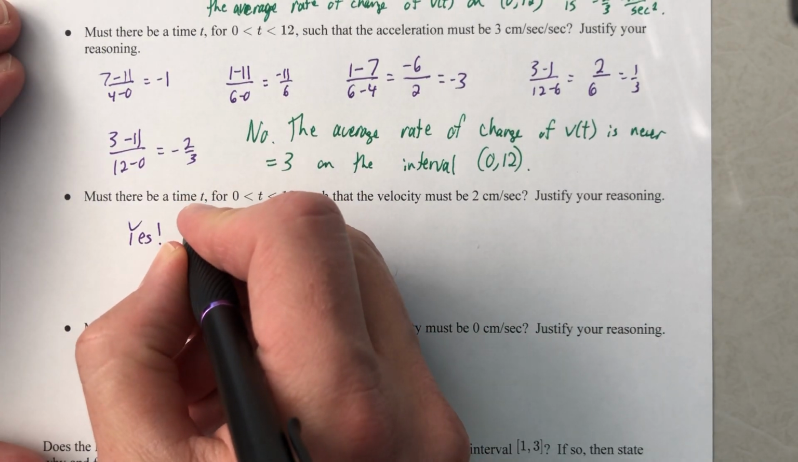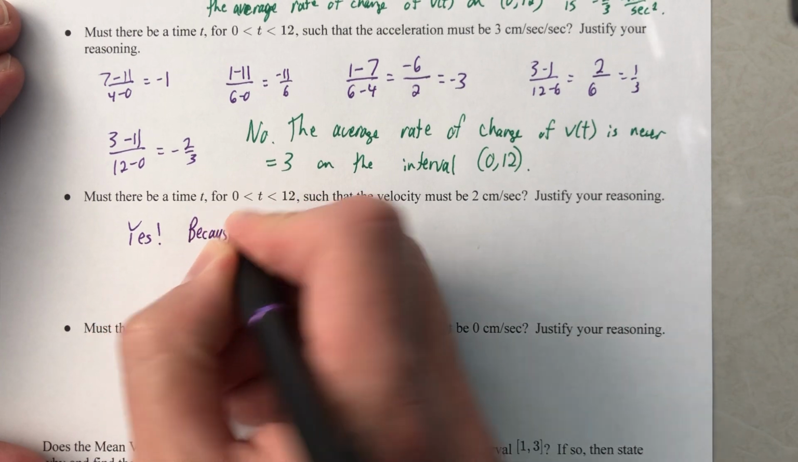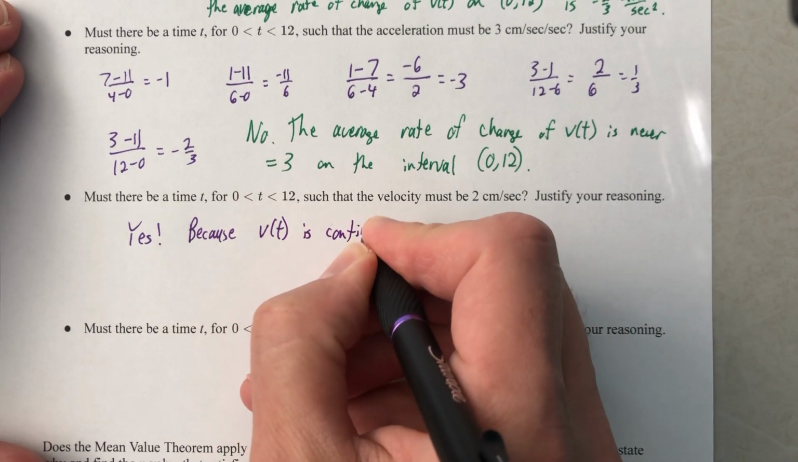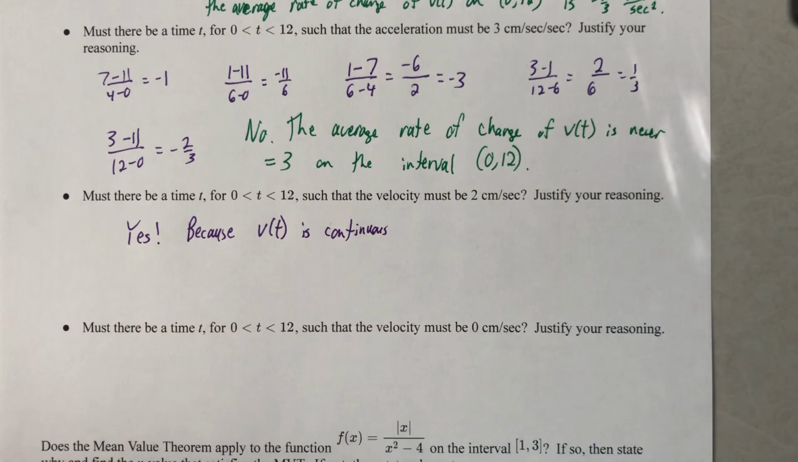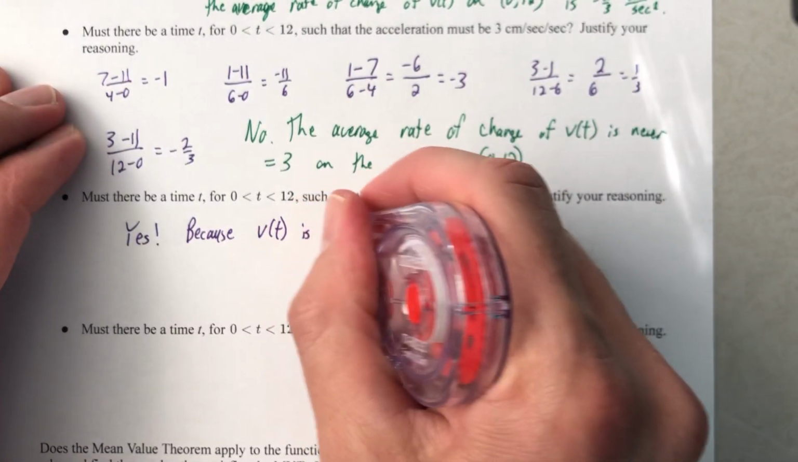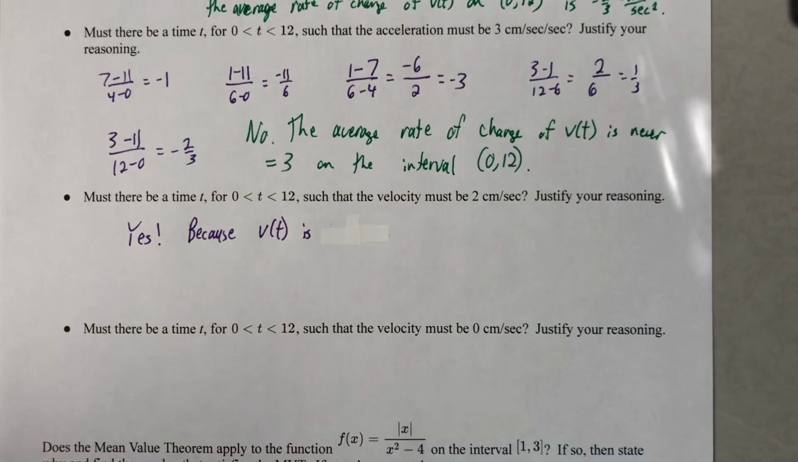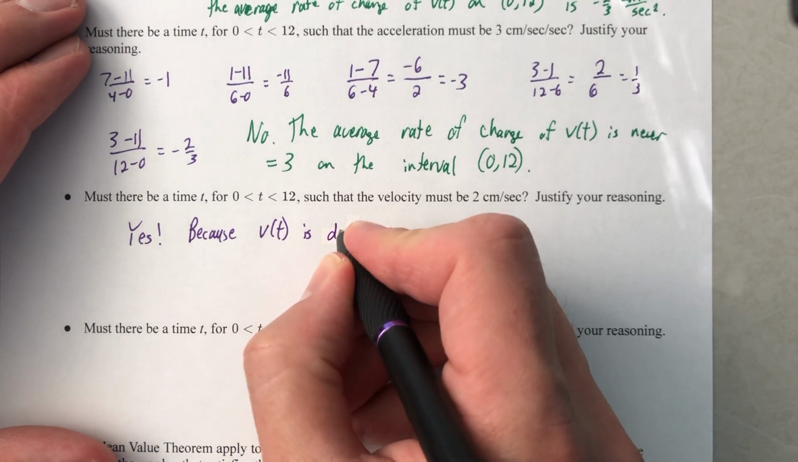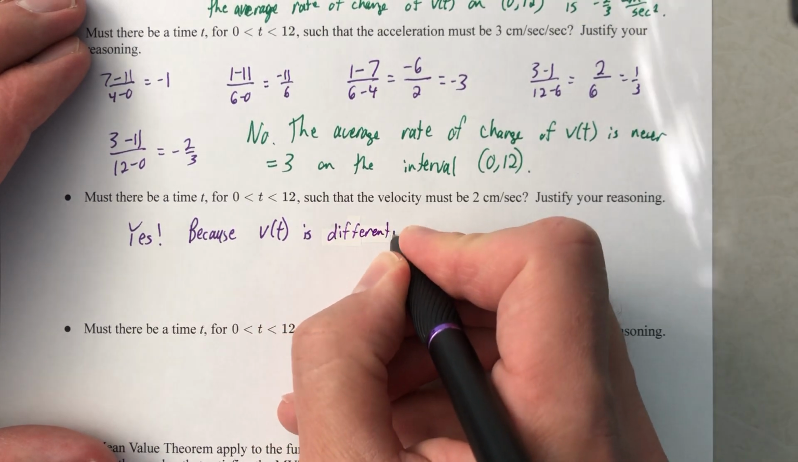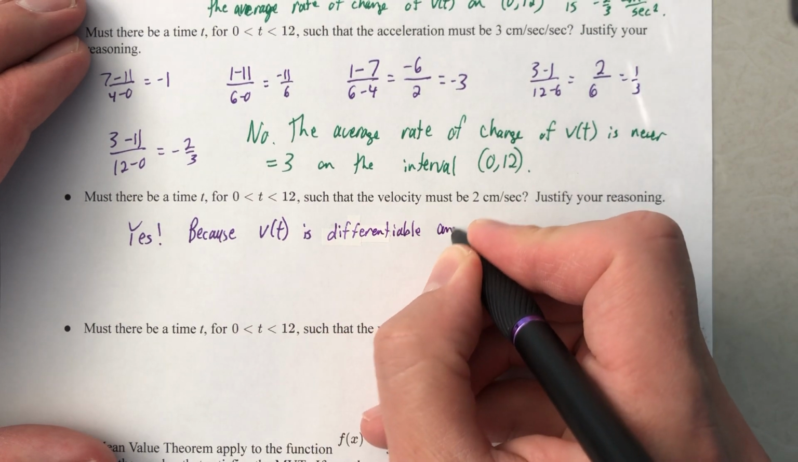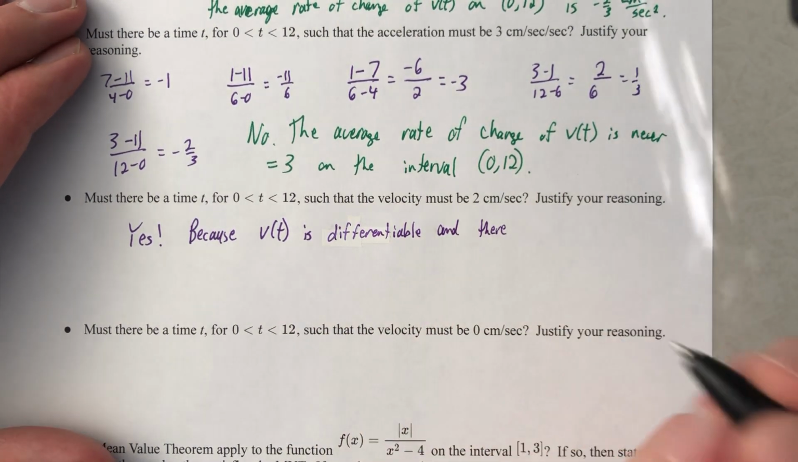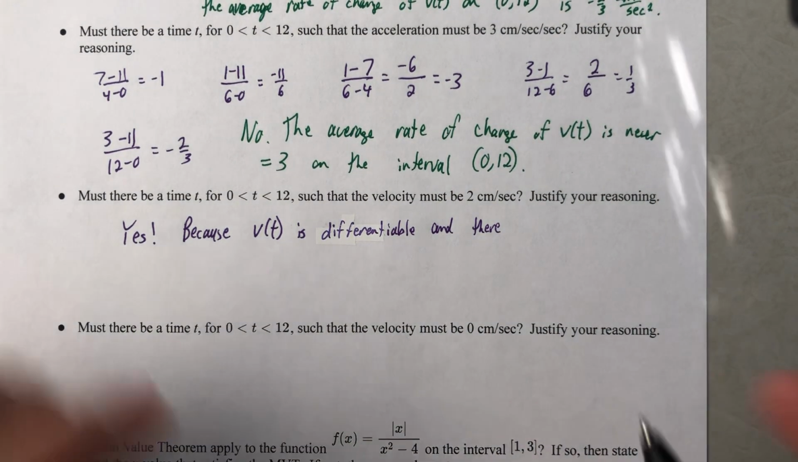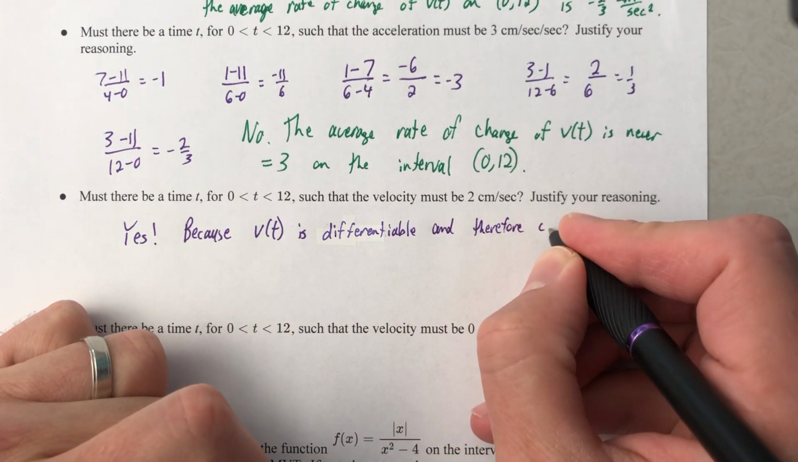Yes, because, first of all, v of t is continuous. I want to word this a little bit better. I want to word this like a free response question. Because velocity is differentiable and therefore continuous. Would you get points off for that? I don't know, but it's a good idea not to just say it's continuous. How do you know? You know it's continuous because it's differentiable. Therefore continuous.